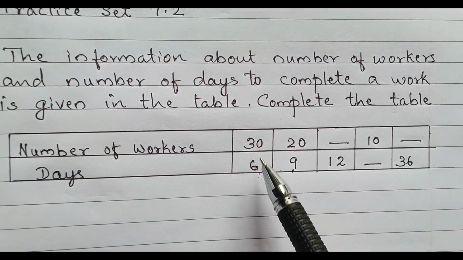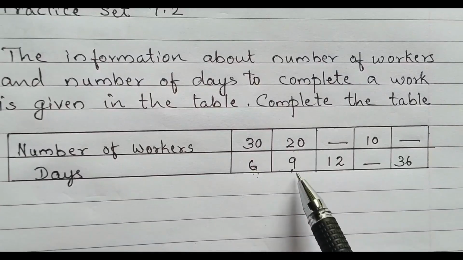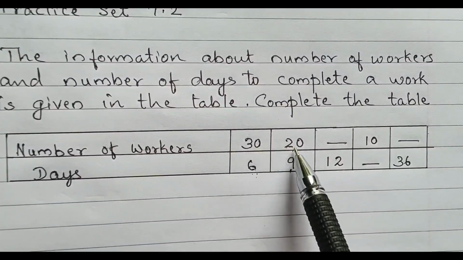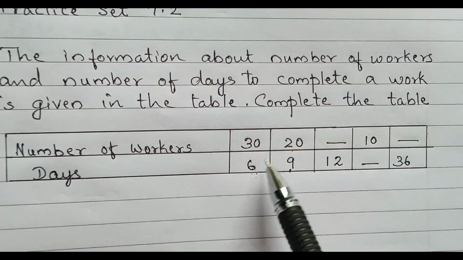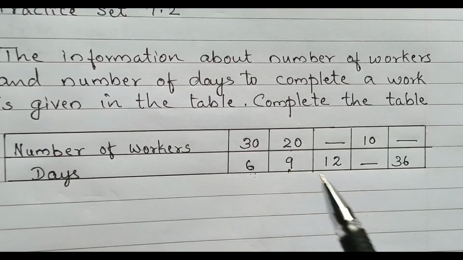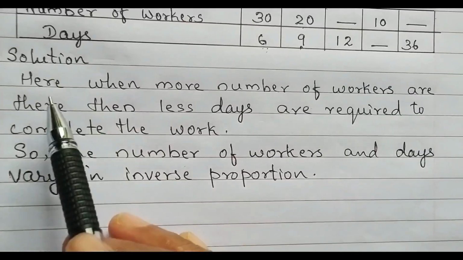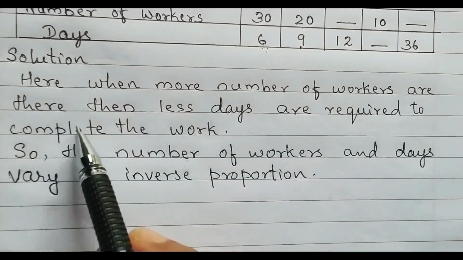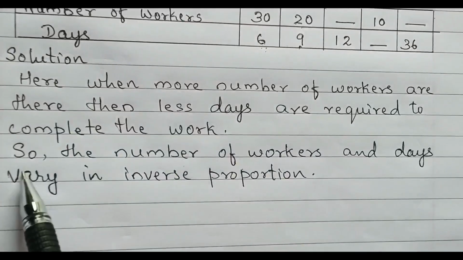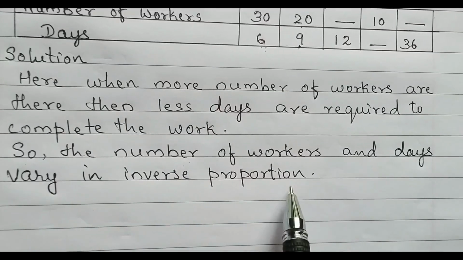If there are 30 workers, the work will be completed in 6 days. If there are 20 workers, you will take 9 days to complete the work. So you see the number of workers have come down from 30 to 20. So the time required has increased. So this is an example of inverse variation. So in solution you can write here, when more number of workers are there, then less days are required to complete the work, and vice versa. So the number of workers and days vary in inverse proportion.